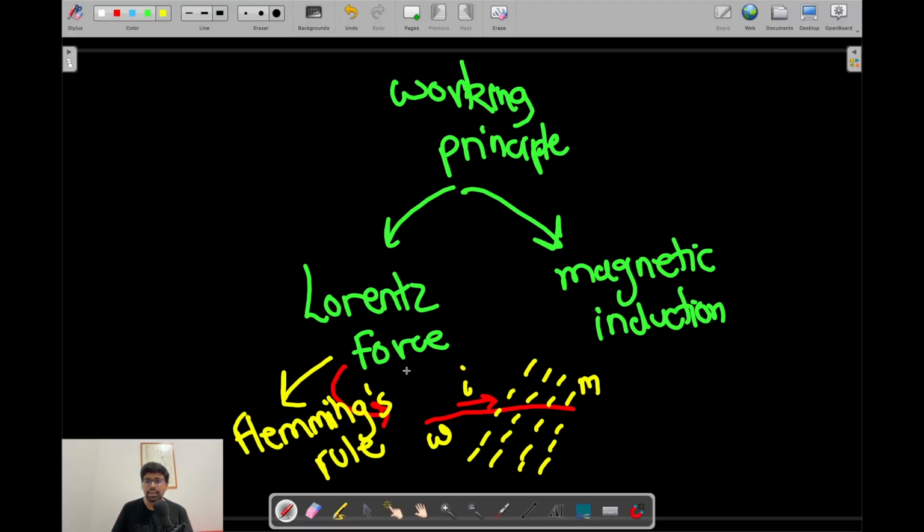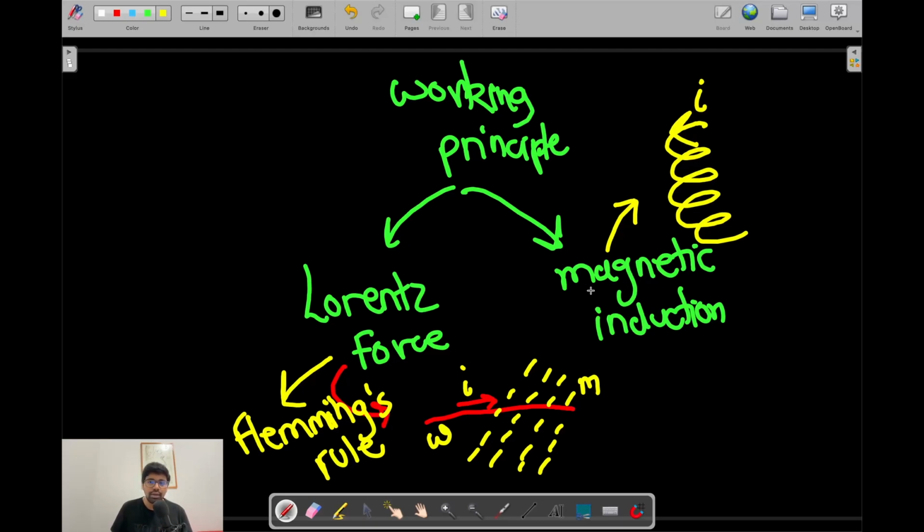And now let's get into what magnetic induction tells us. Magnetic induction is basically that a current carrying coil has its own magnetic field. To depict this, let's say this is a coil. What is a coil? It's basically a looped wire. When a looped wire is carrying a current I, then it will have its own magnetic field.